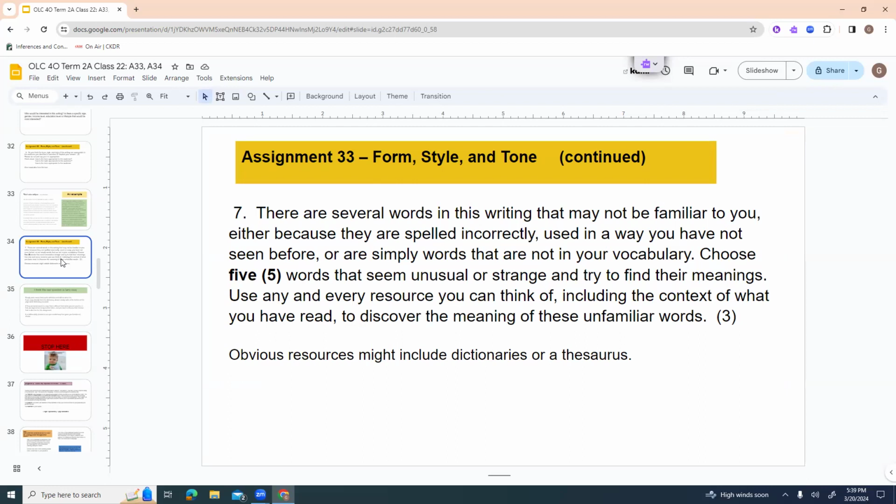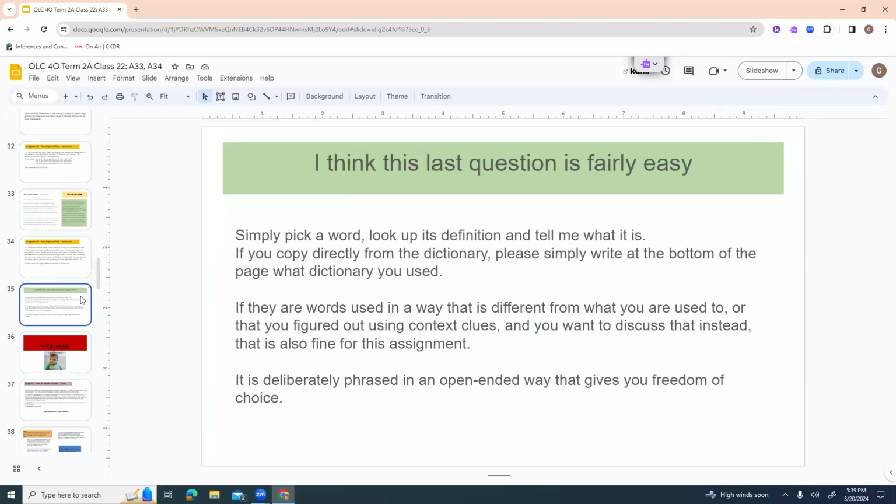Okay, so this one, I think it's a fairly easy question. Pick up a word, look at its definition, tell me what it is. If you copy the definition directly from the dictionary, please simply write at the bottom of the page which dictionary you used. Like I looked this up at the online Webster dictionary. Here's the URL. Oh, I've got a paper Collins dictionary. I looked it up. Just tell me where you looked it up so it's obvious, okay? That way you're avoiding the issue of plagiarism.